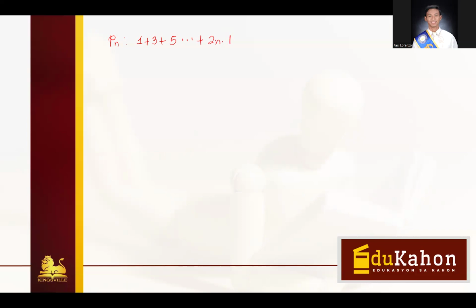Okay? 2n minus 1, which is the rule of your sequence. And this is equal to n squared. Notice that the formula or the series given has a common difference of 2 for each of the terms of the sequence. So we use mathematical induction to prove that this will work for any values of n.